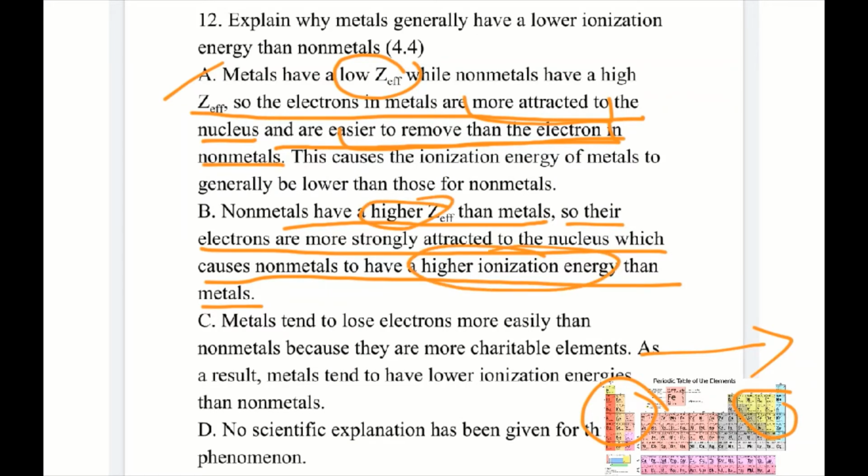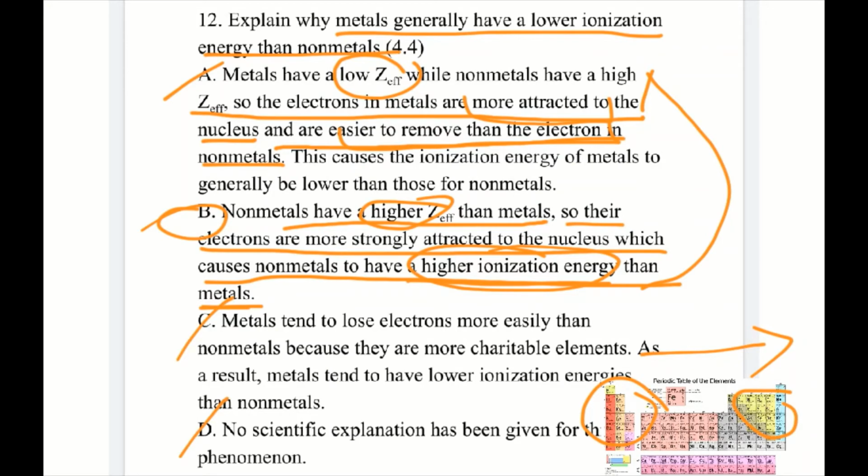And this answers our question because saying that nonmetals have a higher ionization energy than metals is the same thing as saying that metals have a lower ionization energy than nonmetals. So B is our answer, and we're not going to read C and D. You can read those by yourself. And keep in mind that C and D are wrong.